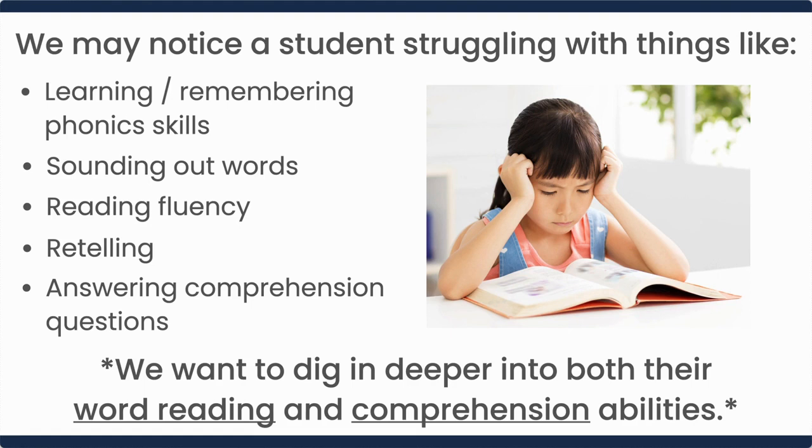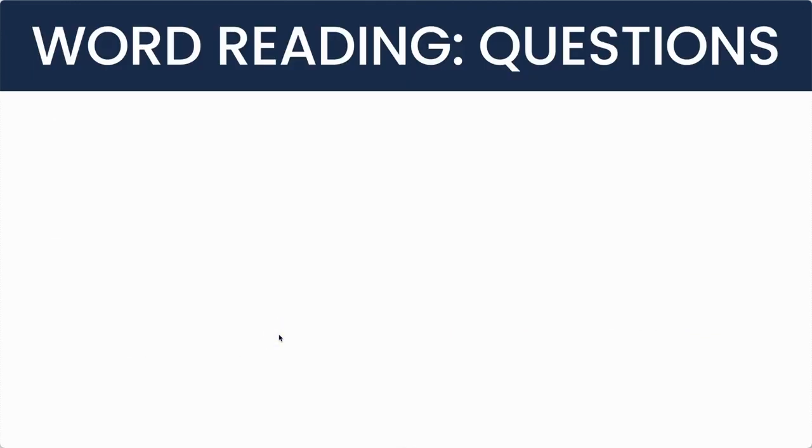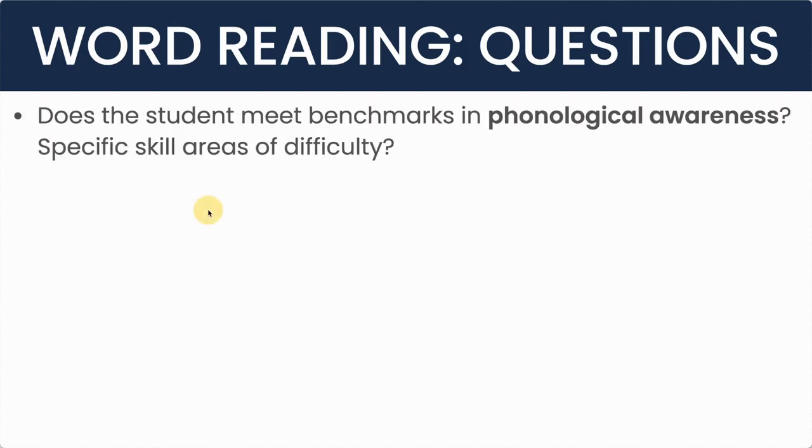Because if we think about the science of reading and the simple view of reading, kids got to be able to read the words, and then we add in their comprehension, and that's what makes skilled reading. So we have to actually look at both of these areas, because sometimes what might look like a comprehension problem actually ends up being a word reading issue that we didn't even know about. So we want to investigate both of these areas, and we are going to start with some questions that we want to ask about the student's word reading, okay?